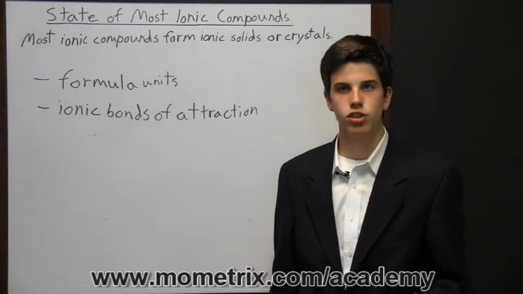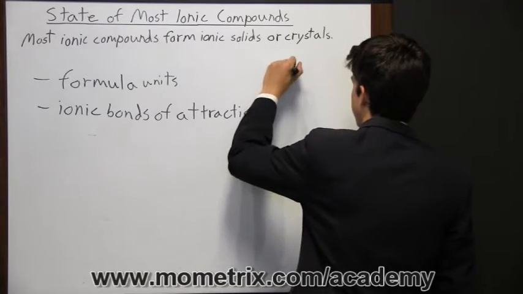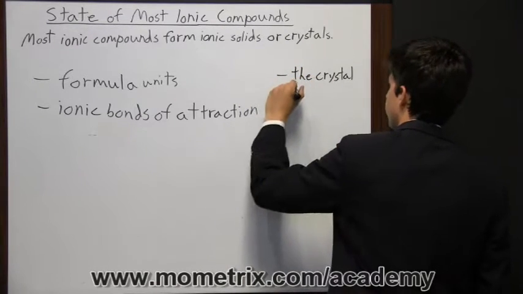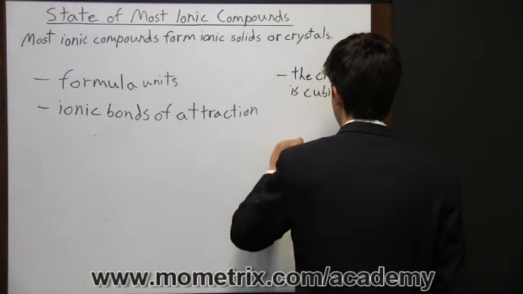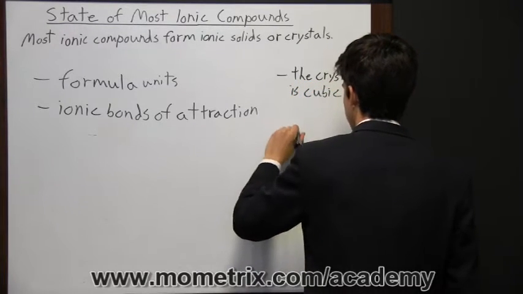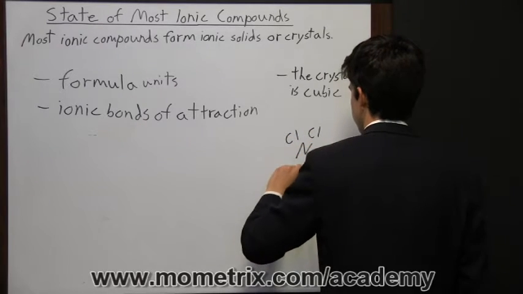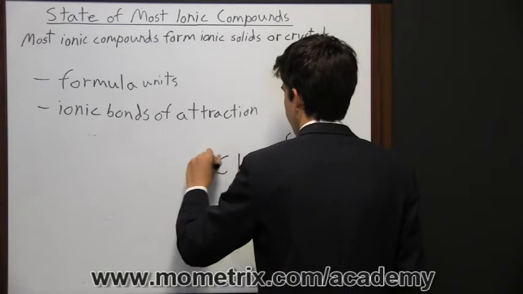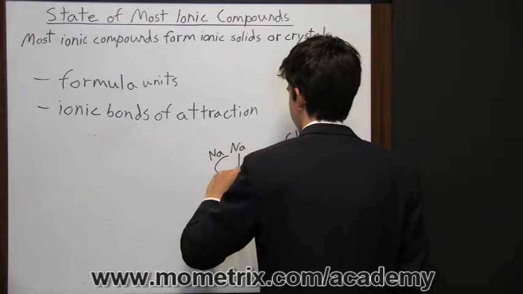Now, the crystal of sodium chloride is cubic. So I'm going to put that over here. The crystal is cubic. So for every sodium ion, you have 6 chloride ions surrounding it. And around each chloride ion, you have 6 sodium ions surrounding it.